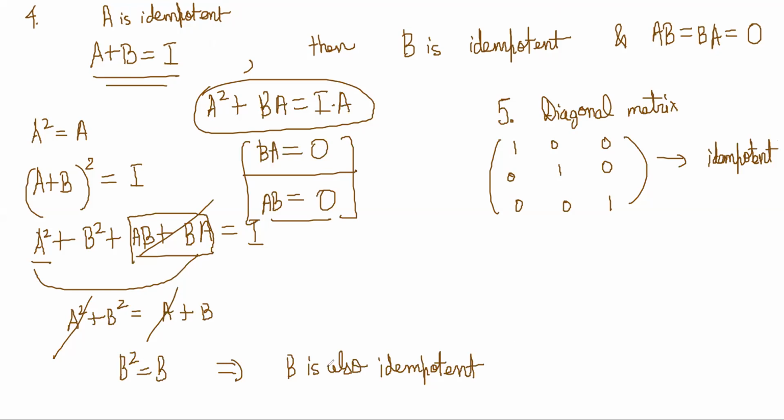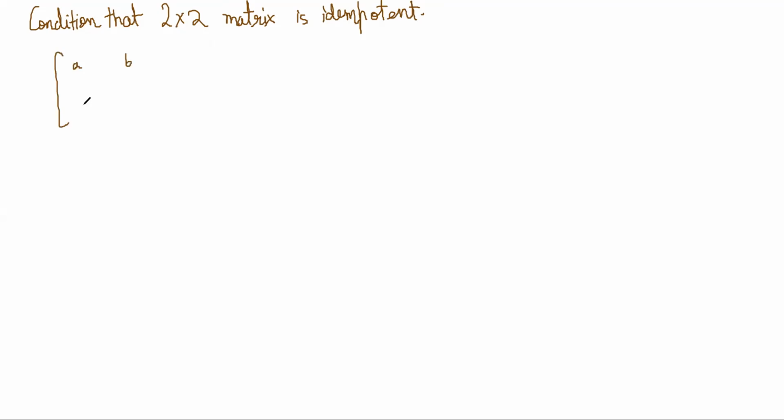Let's find out when is a 2 cross 2 matrix going to be idempotent, right? So what we want to find out is the condition that a 2 cross 2 matrix is idempotent. So let's take a random 2 cross 2 matrix A, B, C, D.